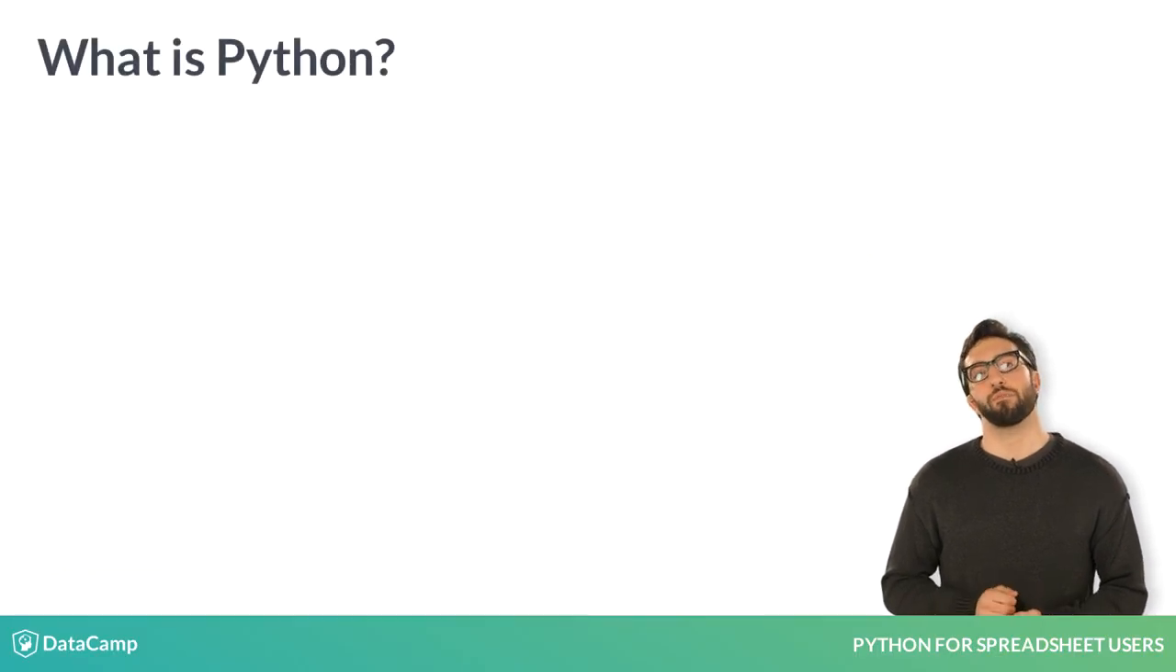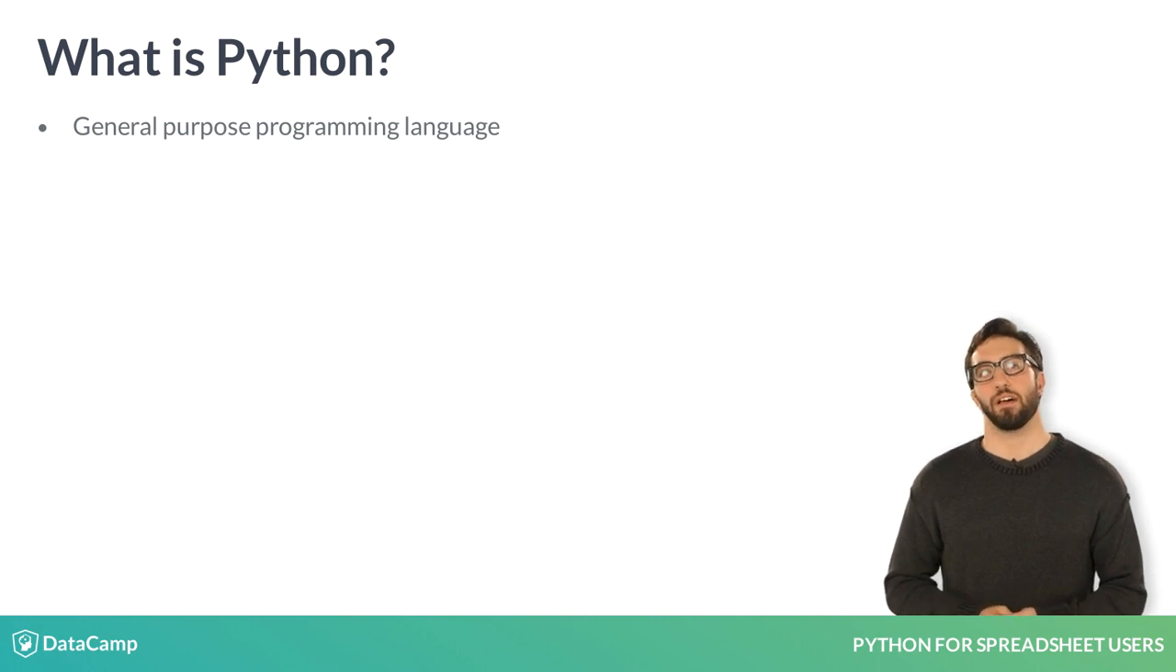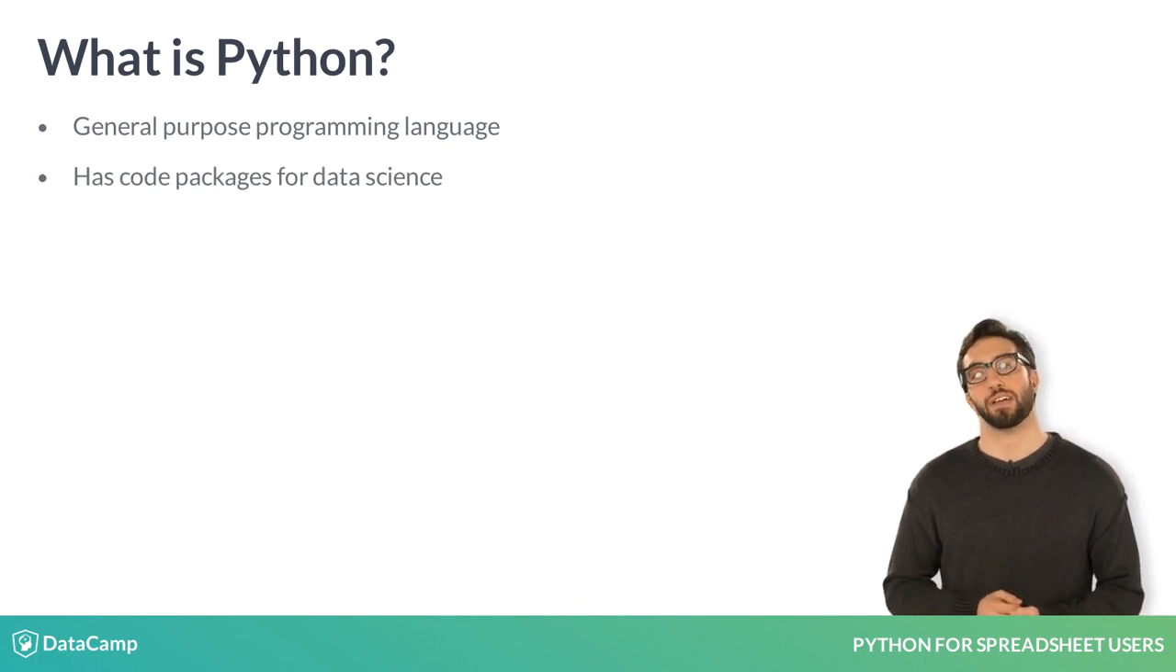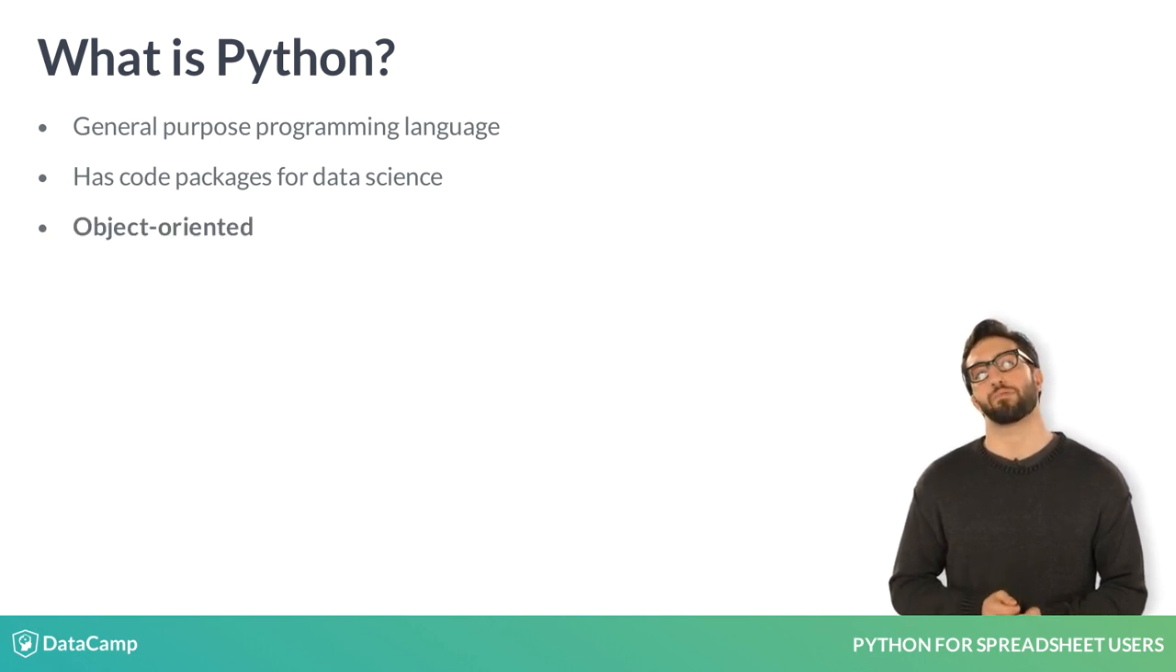Python is a general-purpose programming language, meaning it helps run everything, from websites to self-driving cars. Python has amazing code packages for working with data, but most fundamentally, Python is an object-oriented programming language. This is a fancy way of saying, in Python, one thing is usually located inside another thing.